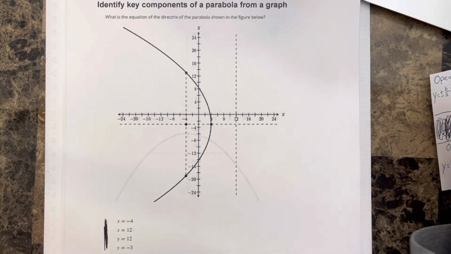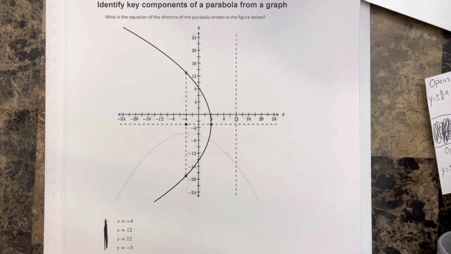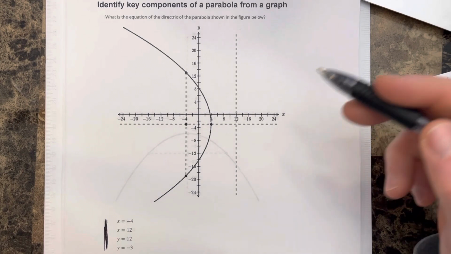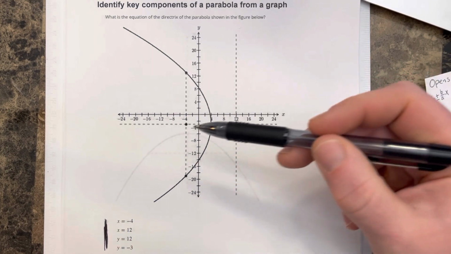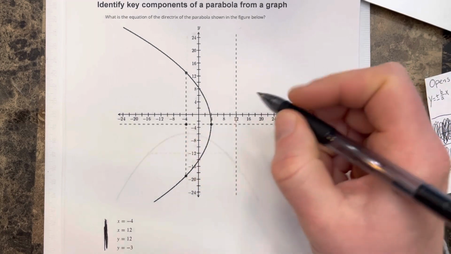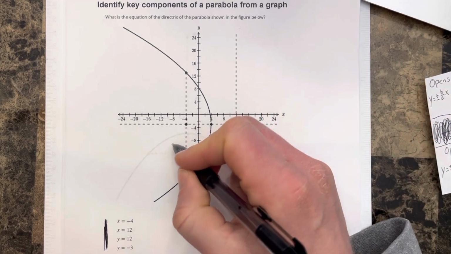In this video, we're going to identify key components of a parabola from a graph. It says, what is the equation of the directrix of the parabola shown in the figure below? And they give you a parabola here. It's facing to the left. And we're going to just point out some important points of the parabola.